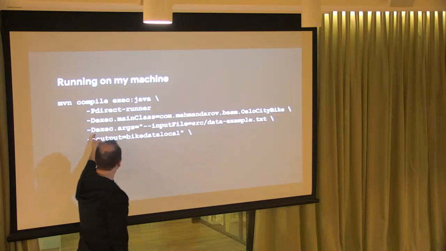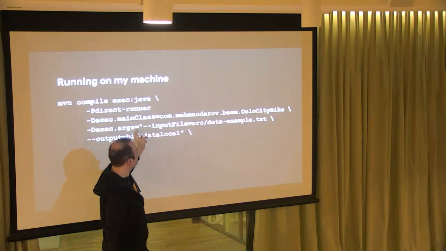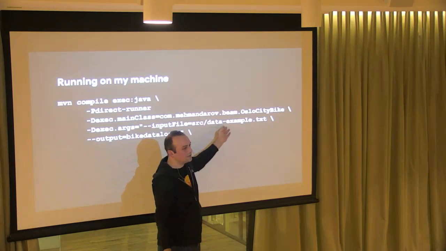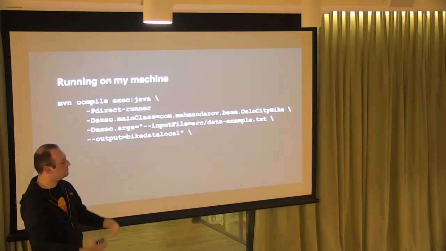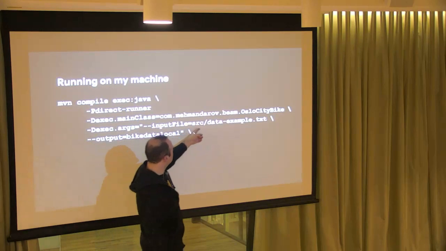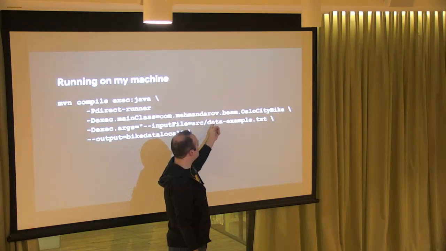And if there are any arguments to that class, in this case it's an input file, because I'm having only one simple file, not a bunch of files. If you want a bunch of files, I think you can pretty much say source star.txt.